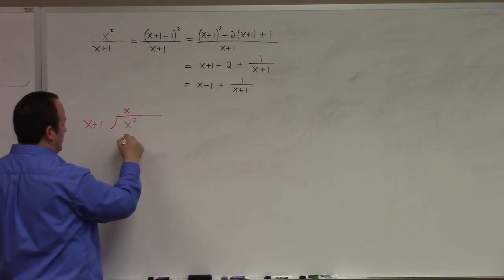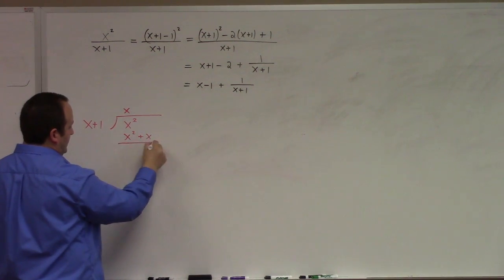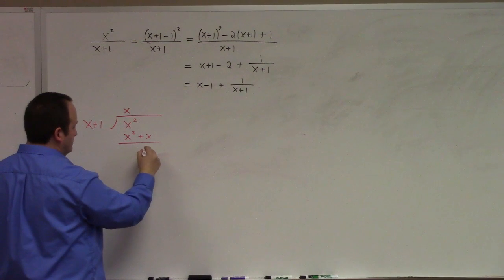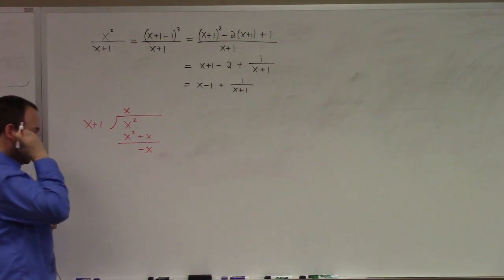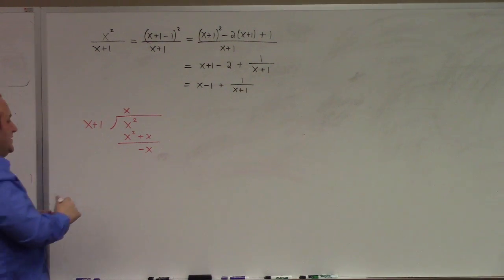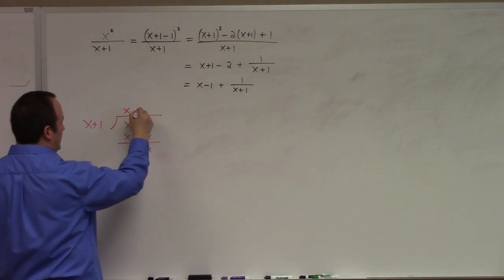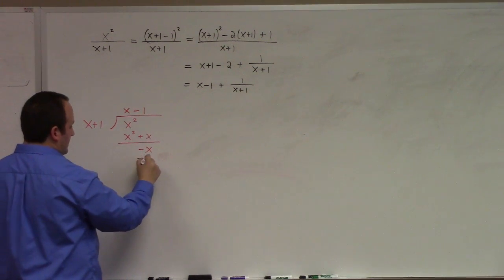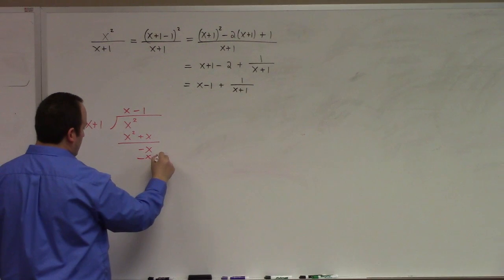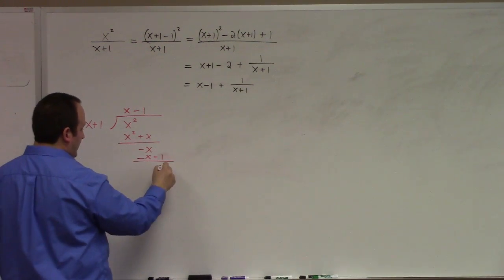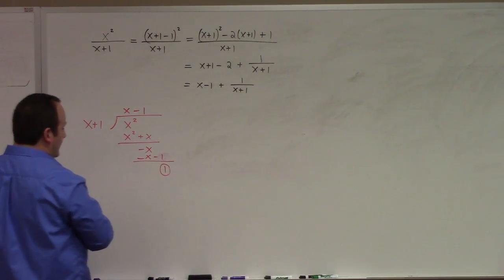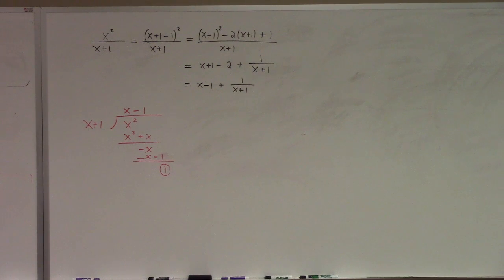Okay, so that's x squared plus x, right? Subtract, what do you got? Got yourself a minus x. How do you get minus x from this? Multiply by minus 1, right? And then you subtract, and you get 1. 1 is the remainder, because it has degree less than 1, which is what we're dividing by.